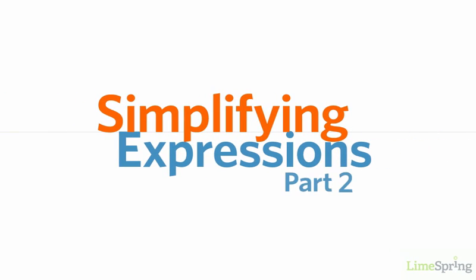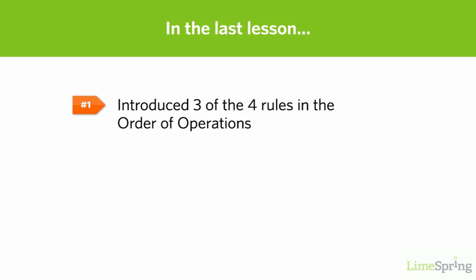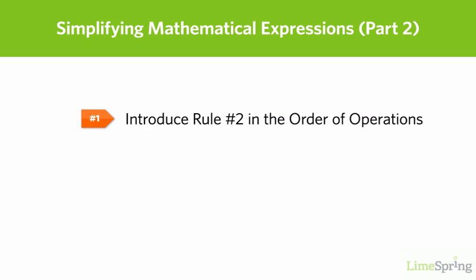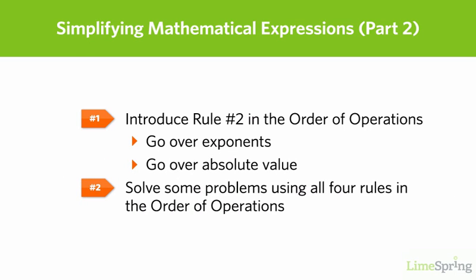Simplifying Expressions, Part 2. In the last lesson, we went over 3 of the 4 rules for simplifying expressions, also called the order of operations. In this lesson, we are going to introduce the remaining rule in the order of operations, and, in doing so, go over exponents and absolute value. Then we'll solve some problems using all 4 rules in the order of operations to finish up the lesson.